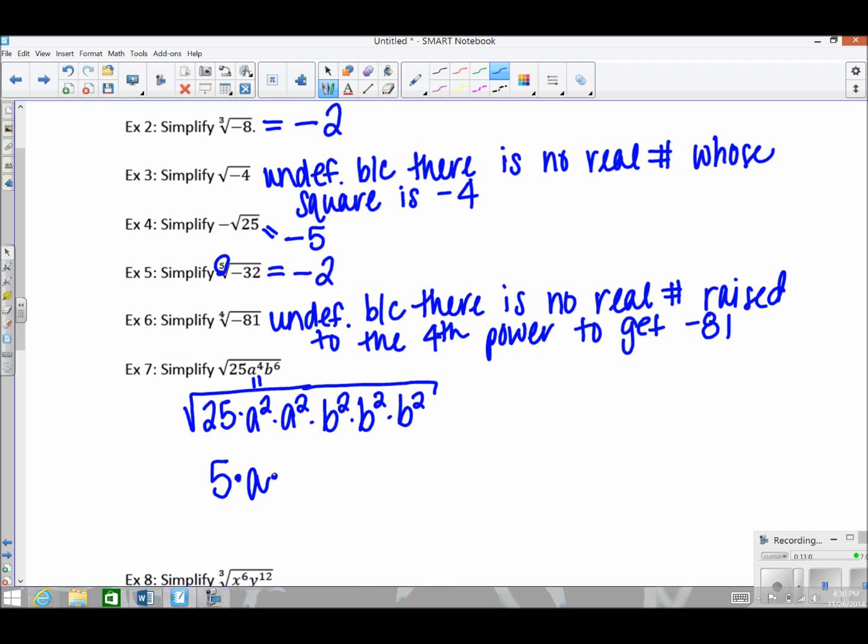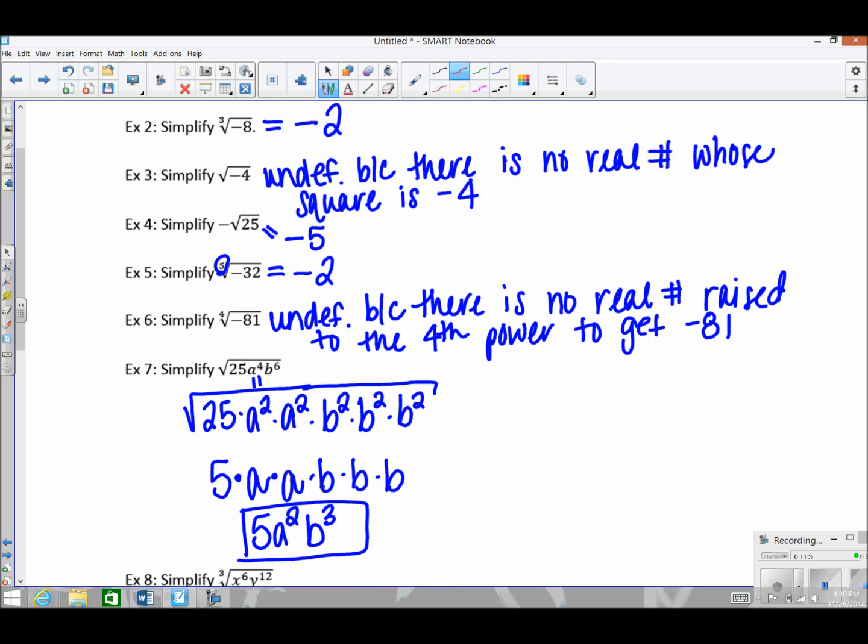The next one, what do I have to multiply by itself to get a squared? Well, the answer is a. A times a gives me a squared. And same for the b's. So each one of those, when I take the square root of it, is going to get me b. So then your final answer here, well, we have two a's, so a to the second, and we have b 3 times, so b to the third. So there's my final answer.